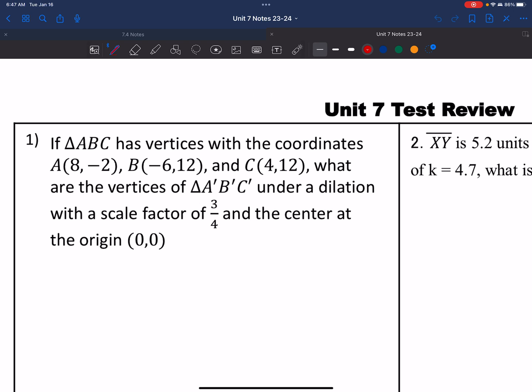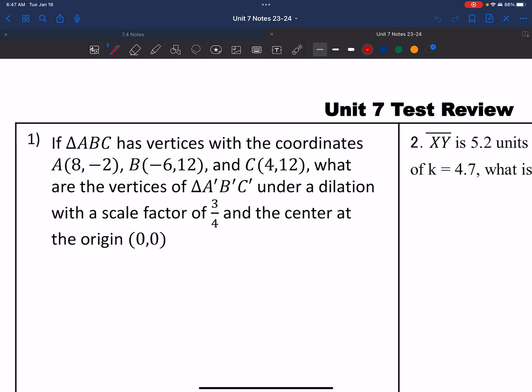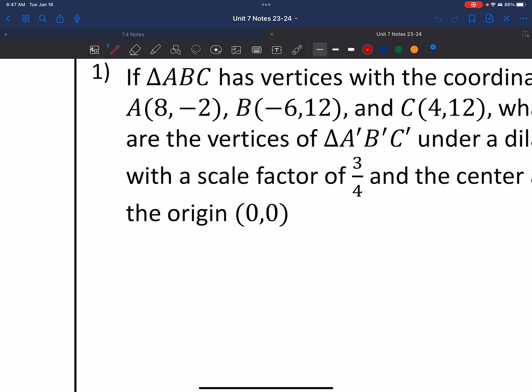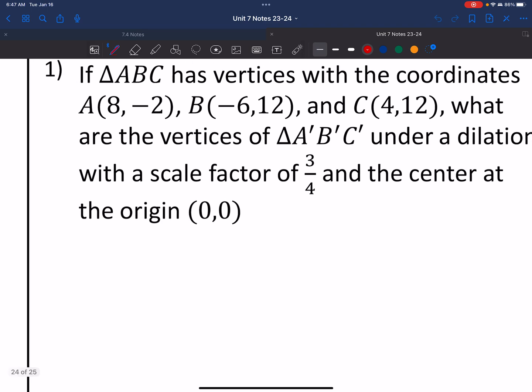Question 1 says, if triangle ABC has vertices with the coordinates 8, -2, -6, 12, and 4, 12, what are the vertices of triangle A prime, B prime, C prime under a dilation with a scale factor of 3/4 and the center at the origin 0, 0? So they give us the points A, B, and C. And all I'm doing is I'm taking these points, the pre-image points, and I'm multiplying them by my scale factor of 3/4.